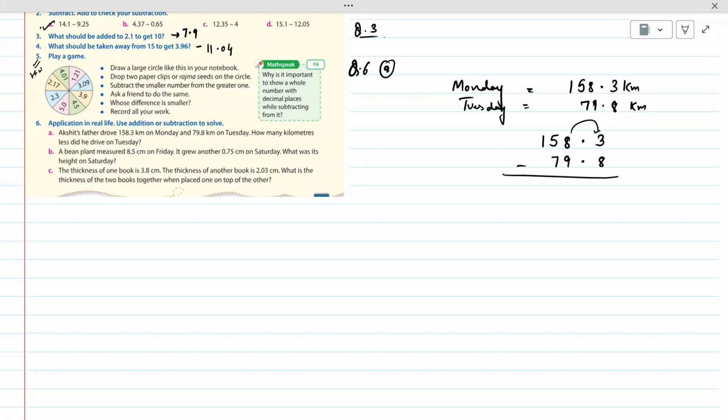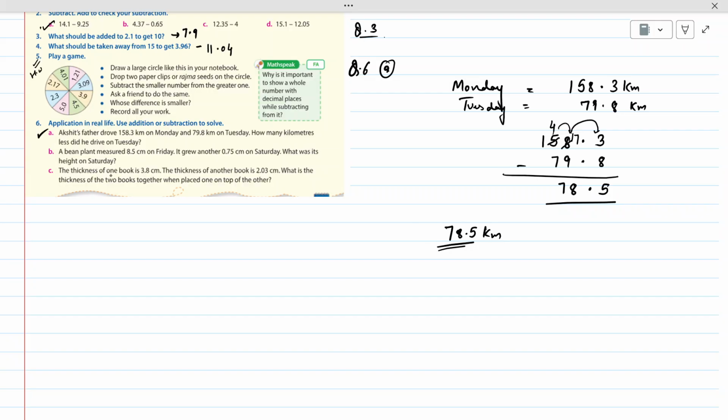So we'll borrow 1 from here. 13 minus 8 is 5. This dot here, and then we have 7. What we'll do, we will borrow 1 from here. So we have 17 minus 9 here. So 17 minus 9 is 8, right? And here 4 is remaining. 14 minus 7 is 7. So our answer is 78.5. So the person drove 78.5 kilometers less on Tuesday.